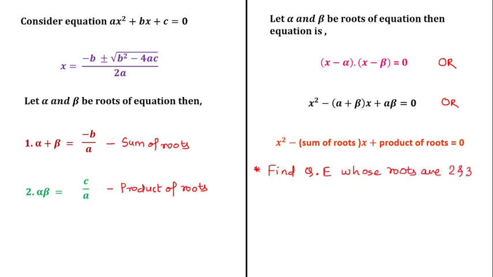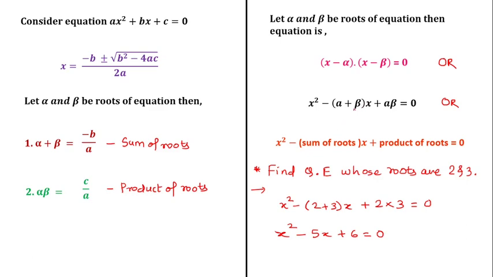2 and 3. Then what I can do is simply apply the formula like x square minus. Now these are alpha and beta. So alpha plus beta is 2 plus 3 multiplied by x and alpha into beta is 2 into 3 is equal to 0. So in the next step one can write the answer x square minus 5x plus 6 is equal to 0. So this is the required quadratic equation. So very simple theory as such.